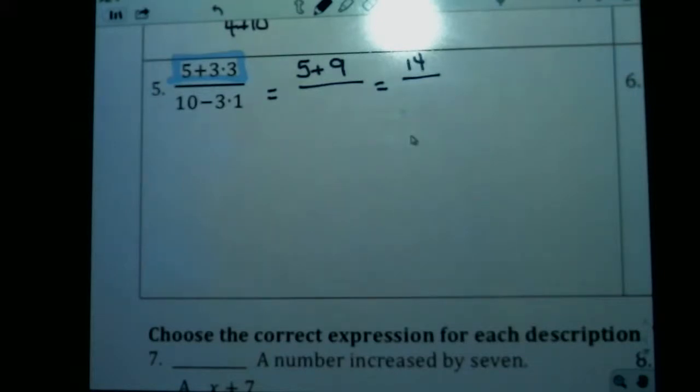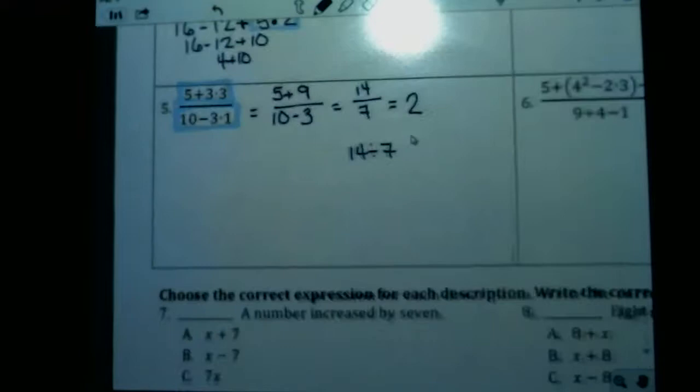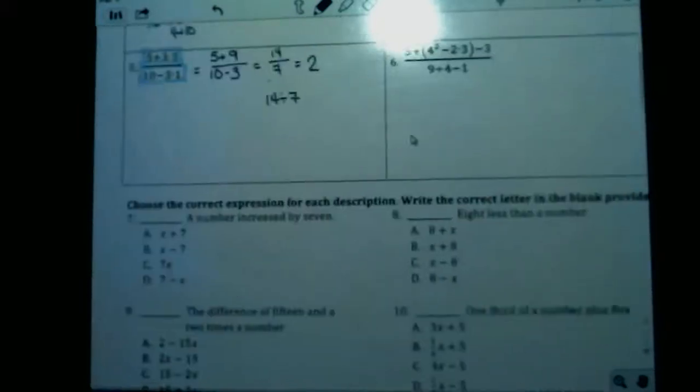Now we'll look at the bottom. All right, the first thing we have on the bottom is 3 times 1. So we'll do that. 3 times 1 is 3, so that's going to give me 3. And 10 minus 3 is 7. So now I have 14 over 7, and that will simplify to 2, because 14 over 7 is the same thing as saying 14 divided by 7. That fraction bar is also a division sign. All right, so that's a little review of the PEMDAS. You'll have 3 to work on your own.